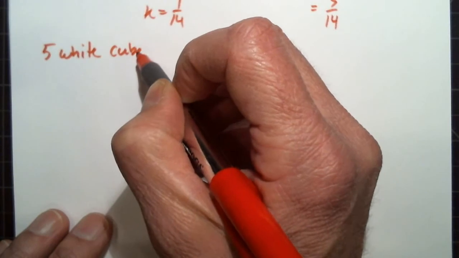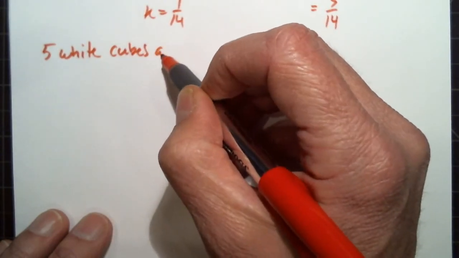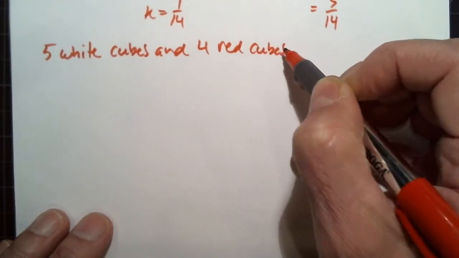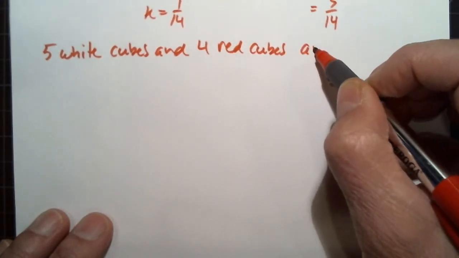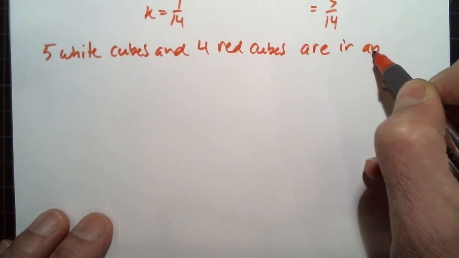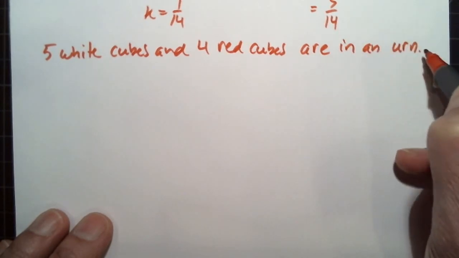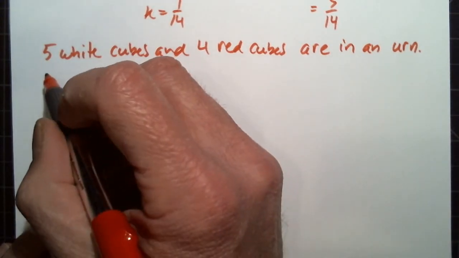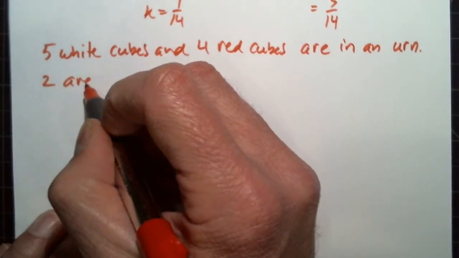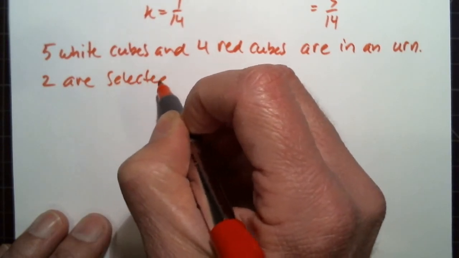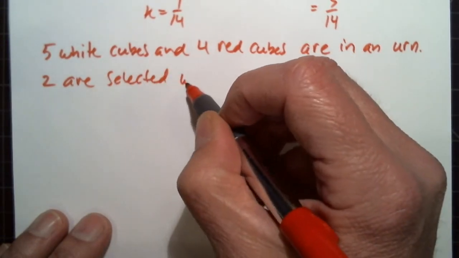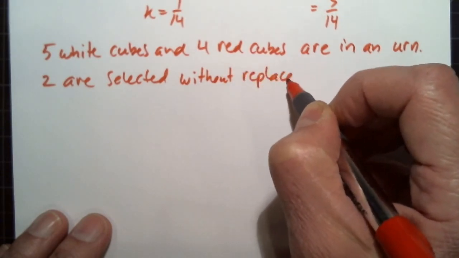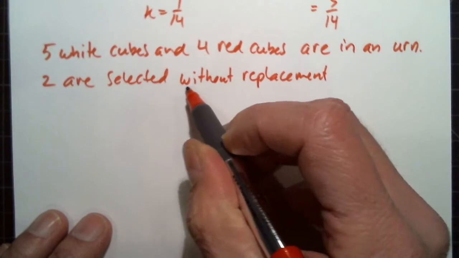Five white cubes and 4 red cubes are in an urn. An urn is just a container. 2 are selected without replacement. So that's important to notice.